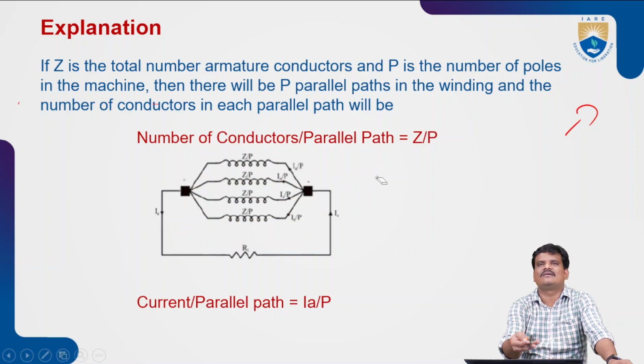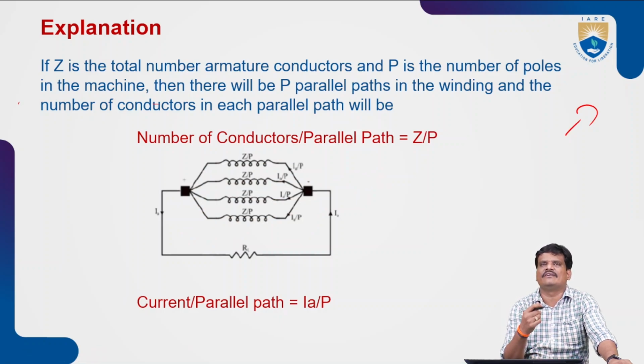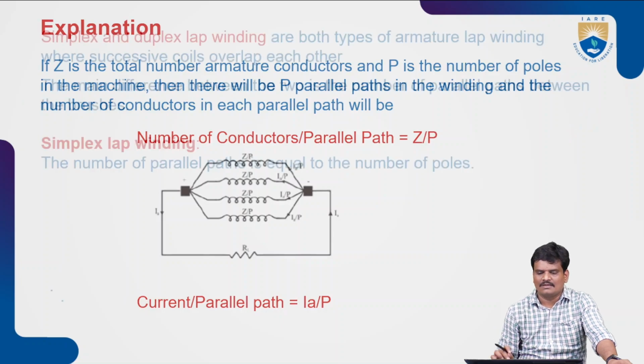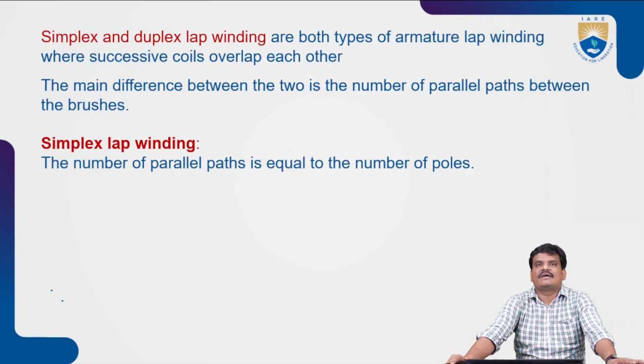Similarly, the current will also get divided into each and every branch. As the number of parallel paths is 4, there will be 4 divisions of current here. If the conductors per path are Z by P, then the currents will be IA by P, IB by P, IC by P and ID by P.